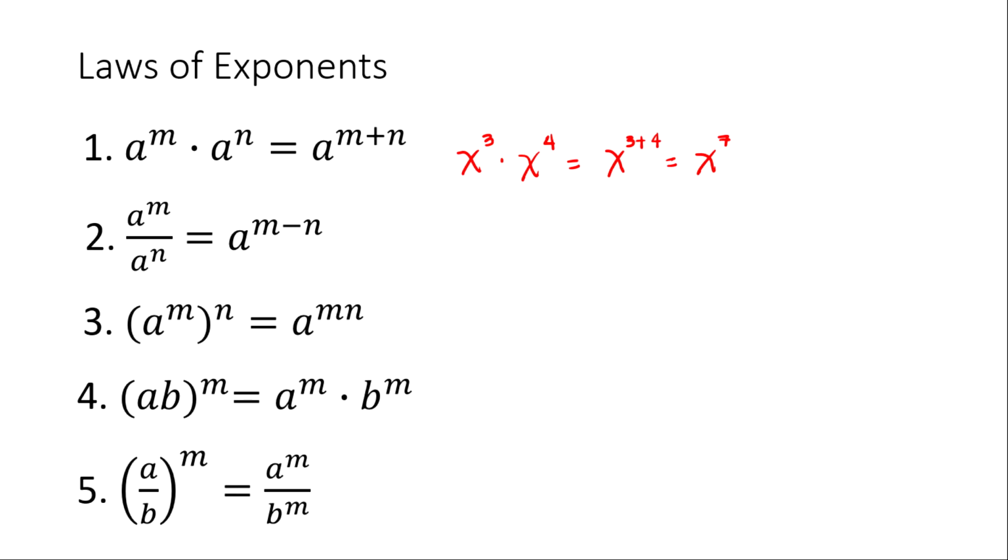Second one, we have a raised to m divided by a raised to n is equal to a raised to m minus n. So, sa pangalawa nating laws of exponents, division ang ginamit nating operation. So, kabaligtaran ang ginawa natin kanina. Instead na mag-a-add tayo, mag-minus tayo ngayon sa exponent.